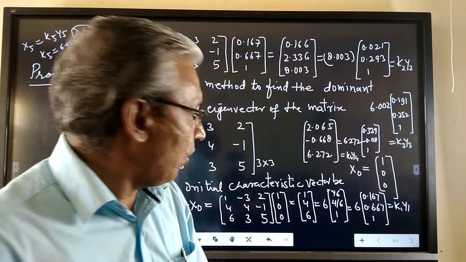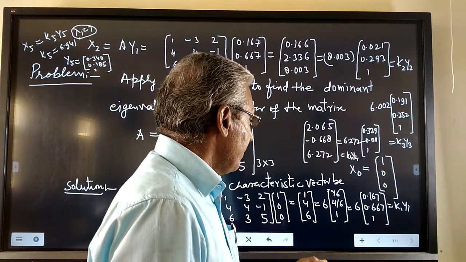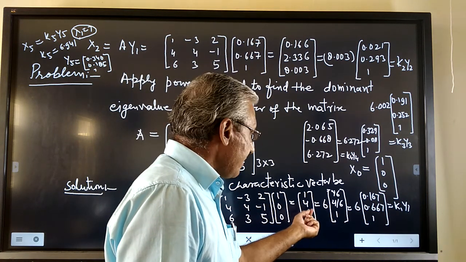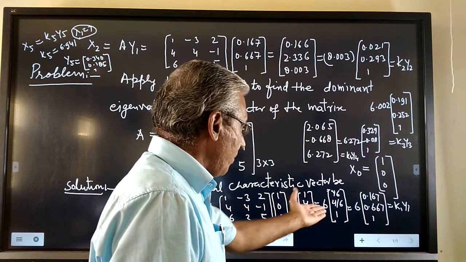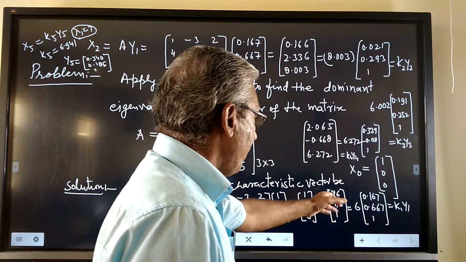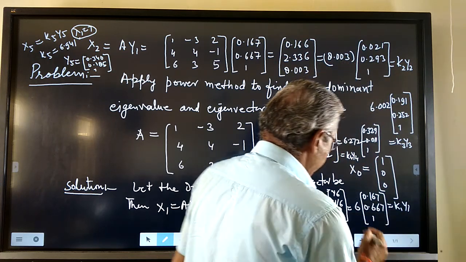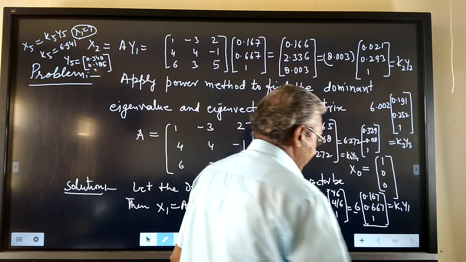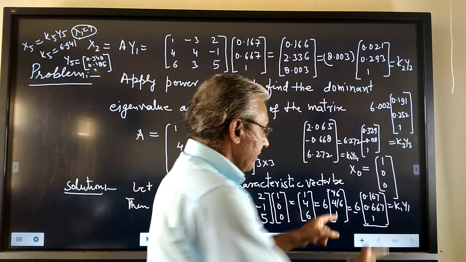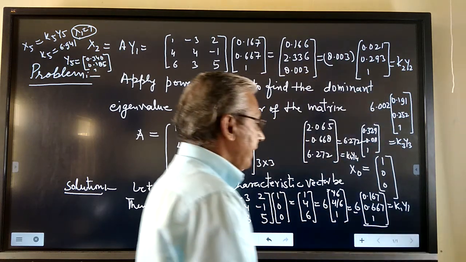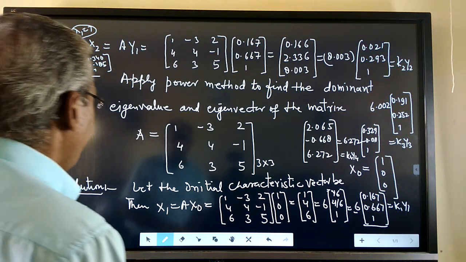Now we normalize this column matrix. We choose the numerically largest element from this column. Here the largest element is 6, therefore we choose 6. Therefore it is [1/6, 4/6, 1]. Suppose it is k1 y1, where k1 = 6 denotes the eigenvalue and this column matrix denotes the vector.